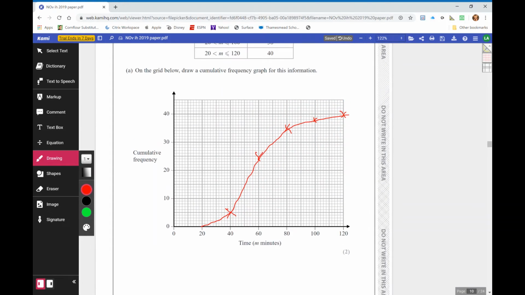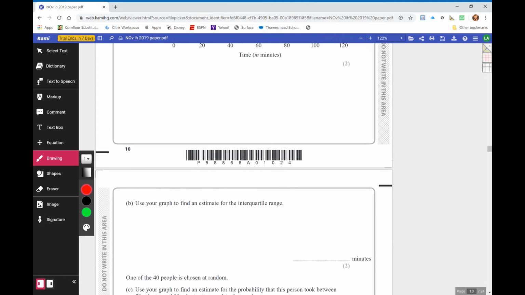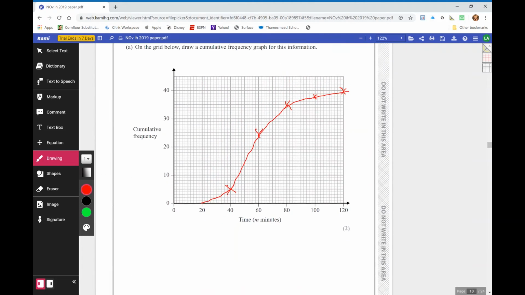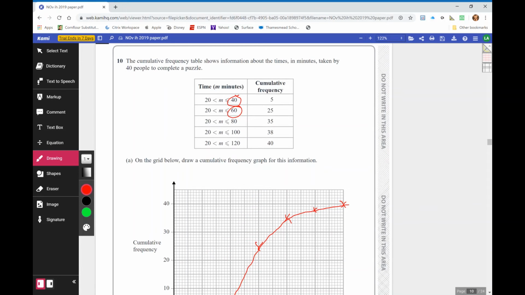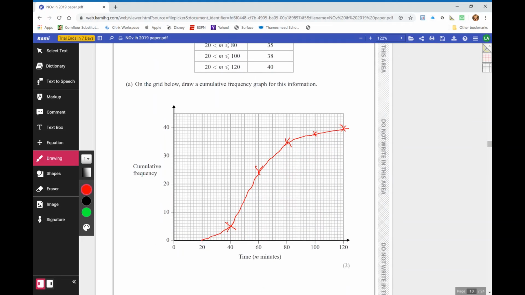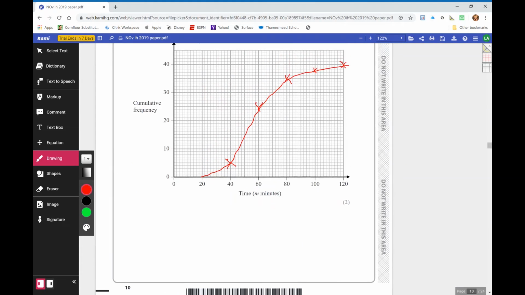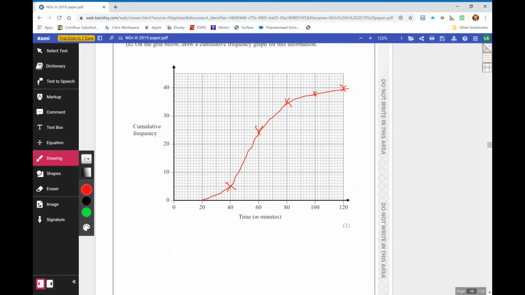2 marks, 1 mark will be for the nice smooth curve, the other mark will be for the positioning, the plotting. Okay, use your graph to find the estimate for the interquartile range. It's always an estimate because you've got a range. Okay, 20 to 40 is 5, you know. It gives you a range, it's always going to be an estimate. So the interquartile range, first of all, we'll find the lower quartile.